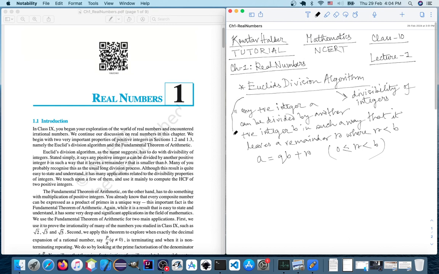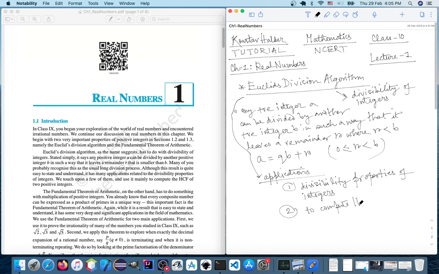we can say applications are: one, divisibility properties of integers, and number two, another application is to compute the HCF of two positive integers. So it has two applications.